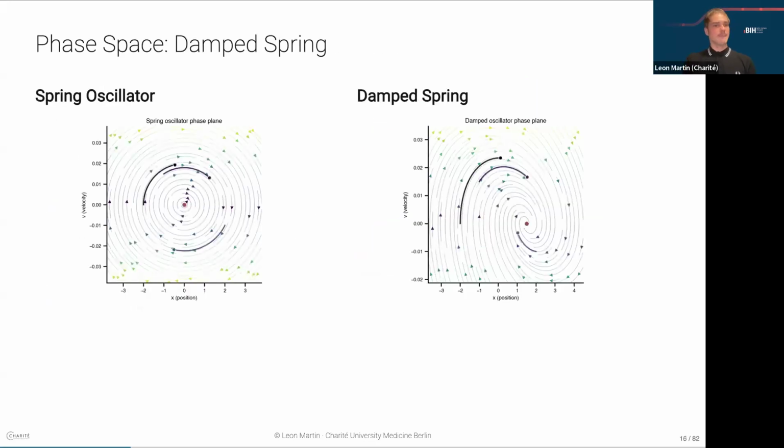Okay, if we look at the phase space again with the damped spring, we have again the spring toy oscillator, which is indefinitely just circulating, orbiting around the equilibrium. And on the right-hand side, we see the damped spring in phase space. We have one attractor, the equilibrium, where no matter where we start, eventually the system will flatten out and get stable.